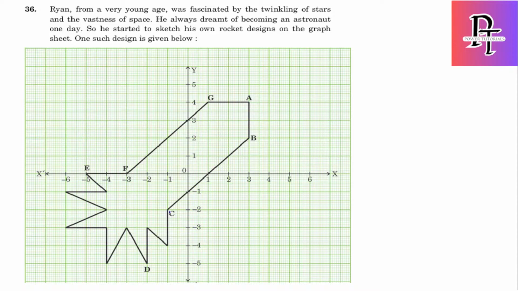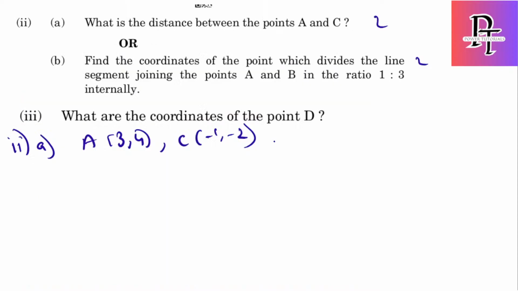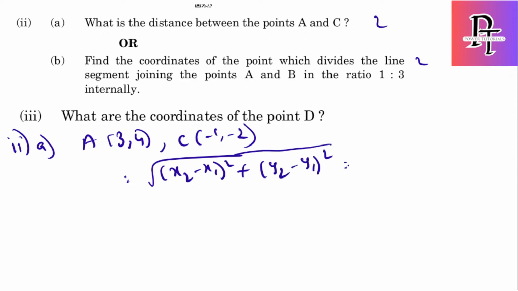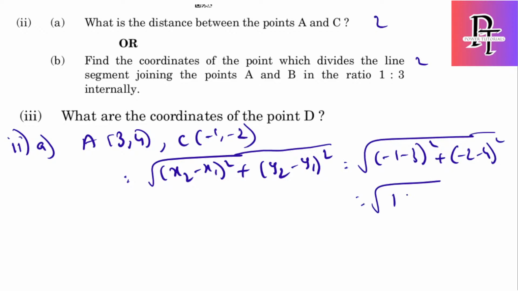Okay. So the distance formula between 2 points is root of x2 minus x1 whole square plus y2 minus y1 whole square. Let's substitute the values. It becomes minus 1 minus 3 whole square plus minus 2 minus 4 whole square. Which is nothing but minus 4 square, which is 16, and this will be minus 6 square, which is 36. So 16 plus 36 is root of 52.